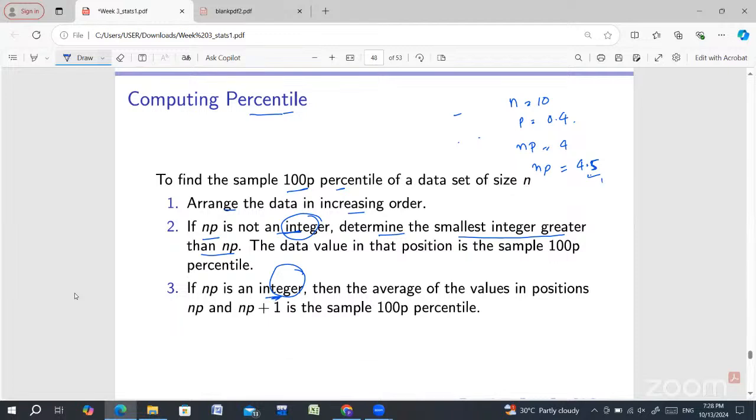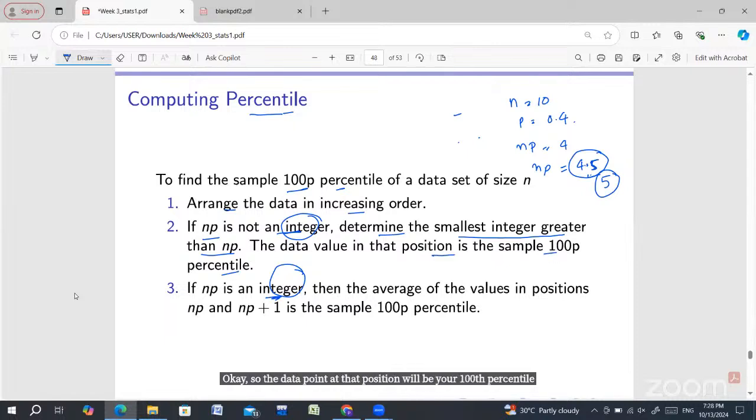5.5, right? Okay, it will be 5. So you just need to find out the smallest integer which is just greater than this value. Okay, so the data point at that position will be your 100th percentile.